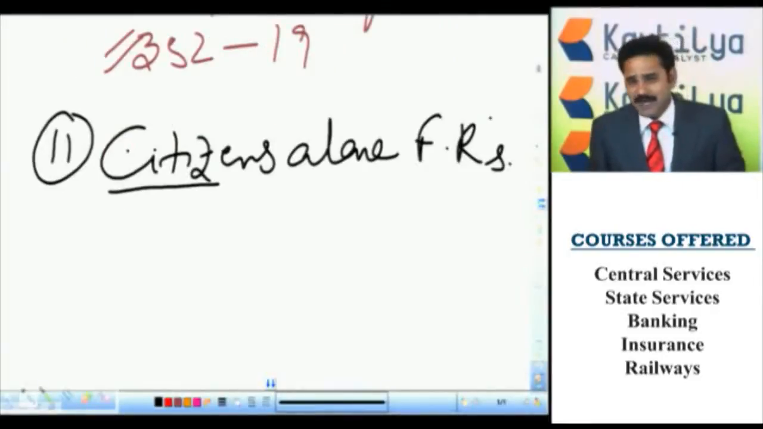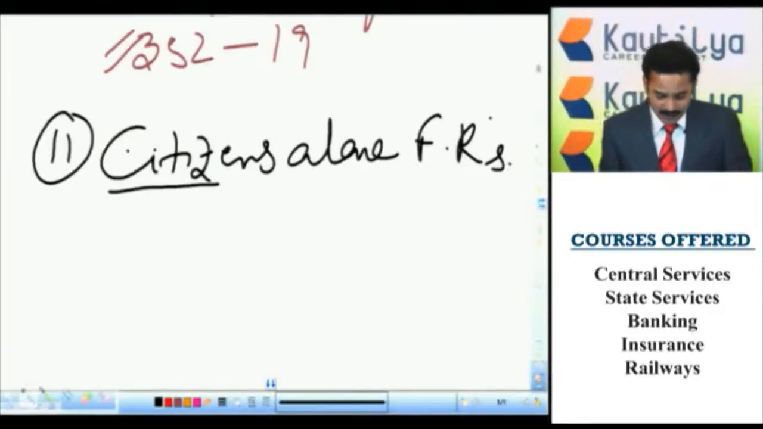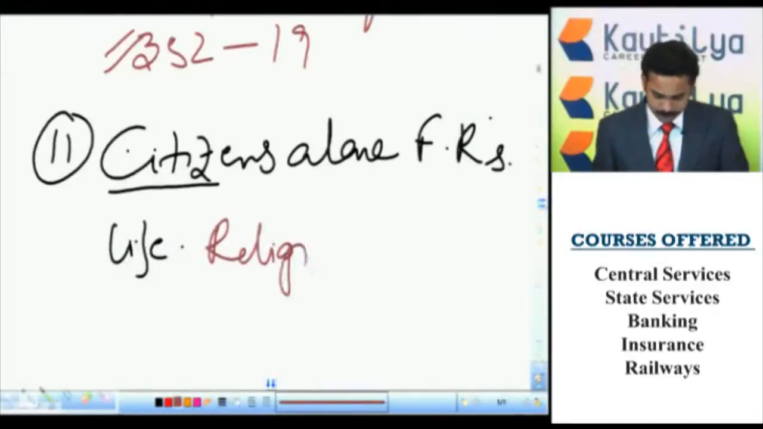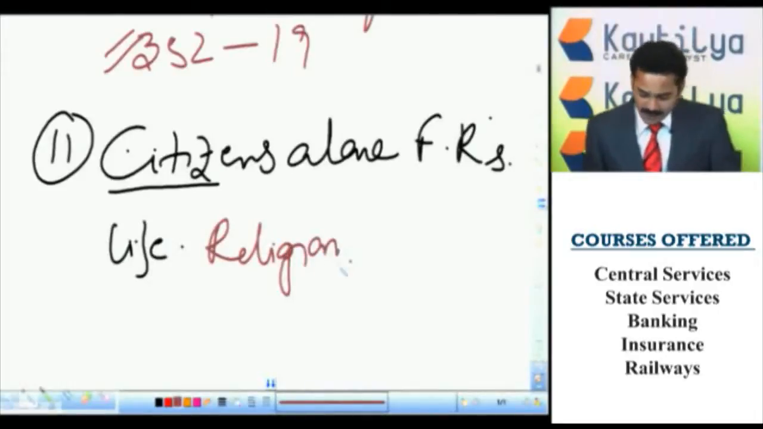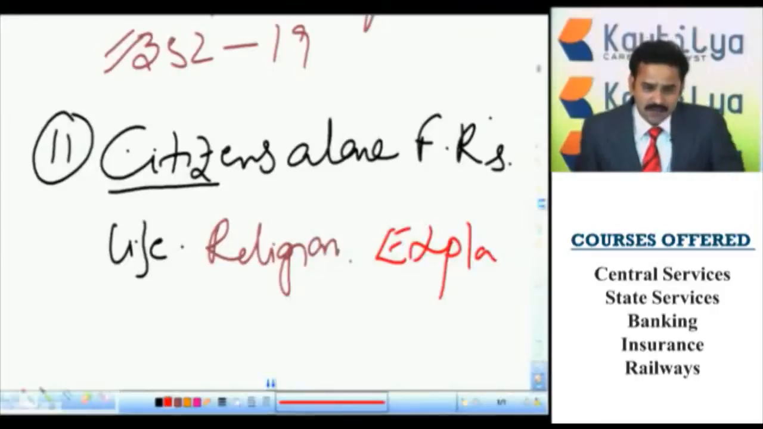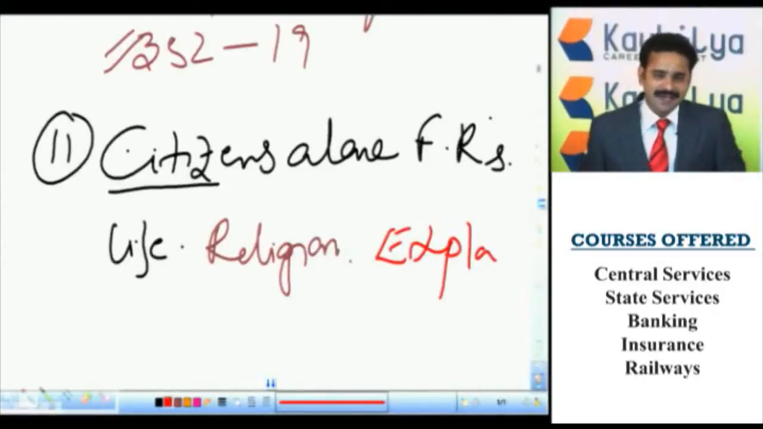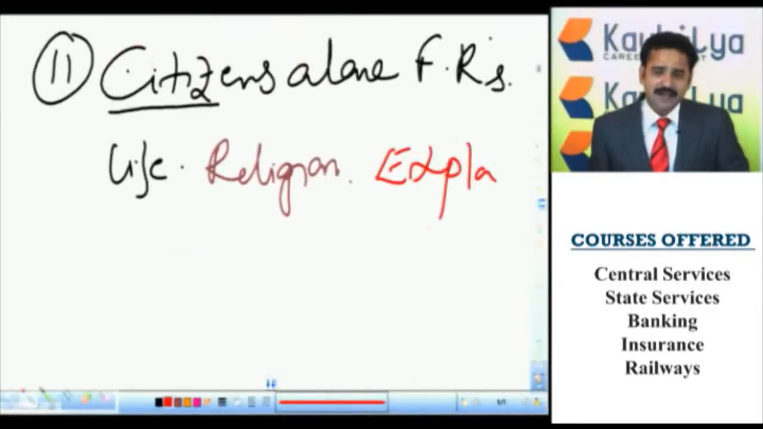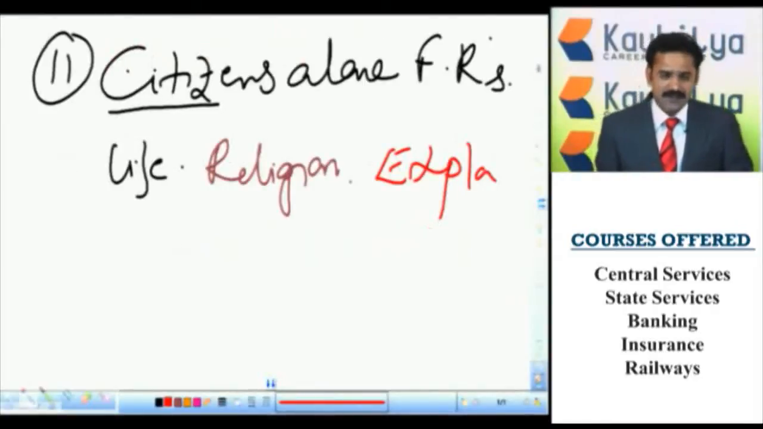But at the same time, there are some rights like right to life, right to religion, and right against exploitation. These rights can be enjoyed by the citizens of India as well as by aliens. Here, the Constitution aptly draws the distinction between the citizens of India and aliens in matters relating to the enjoyment of the fundamental rights. That is the second feature.